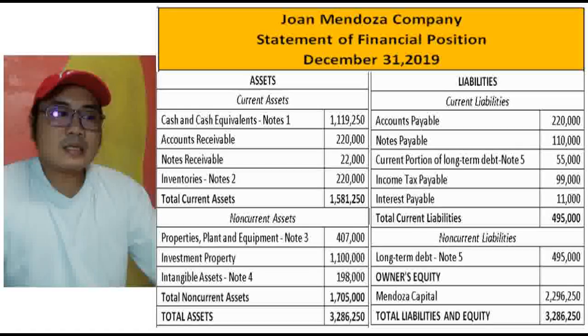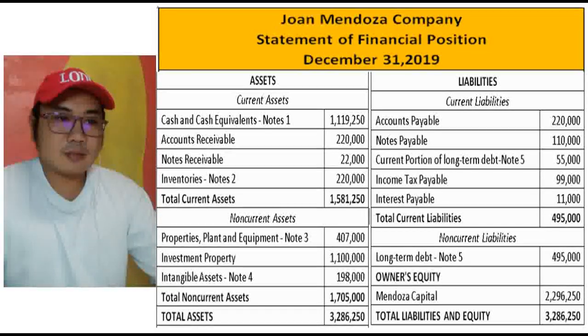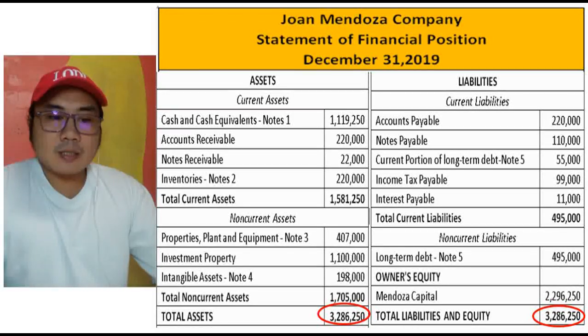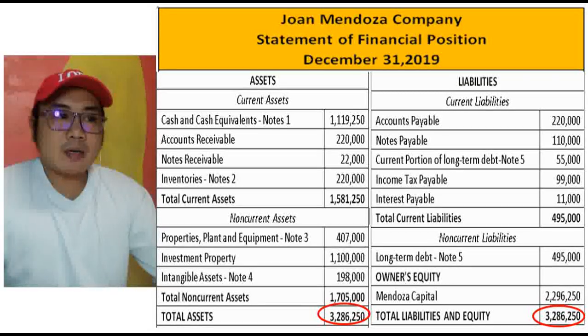The complete statement of financial position should look like this. Notice that the balance of total assets and total liabilities and equity are equal at 3,286,250. And this is how we prepare a statement of financial position.